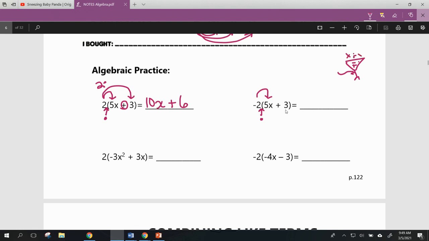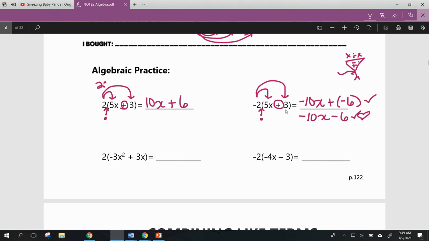Remember, only multiplication and division. So -2 times 5 gives us -10x. We can't forget the variable. We're going to keep the symbol, and then we'll continue to share. So -2 times 3 gives us -6. All right, now we could keep it like this, but since we want to try to write things as simple as possible, the best way for us to write this would be like this.